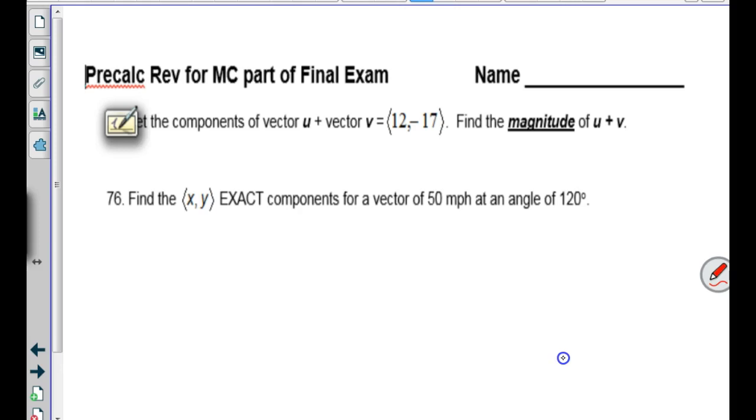I put these on just because they're not necessarily multiple choice on the test, but how do you find the magnitude of this? And if you're really smart, you just leave off the negative, right? Square root of 12 squared plus 17 squared is about 20.8. Or the square root of, did anybody do it exact? I don't know which way it is on the quiz because if it's multiple choice, it might be exact. 433.